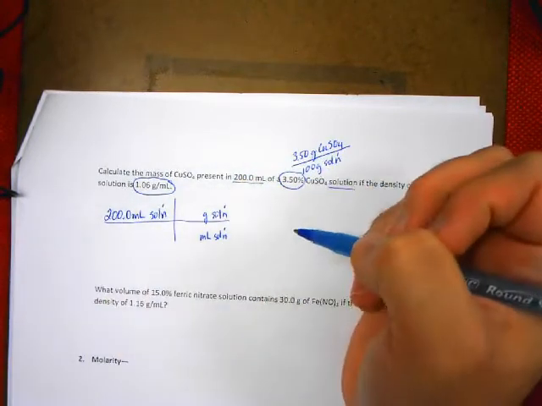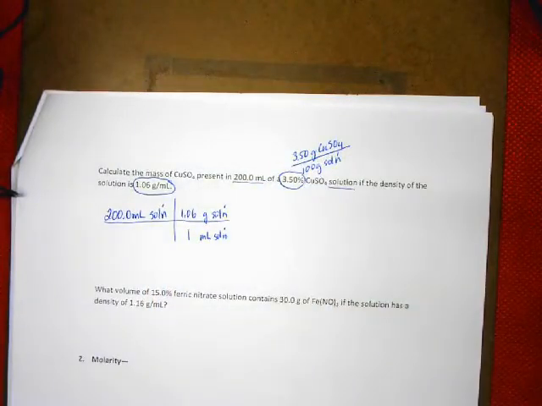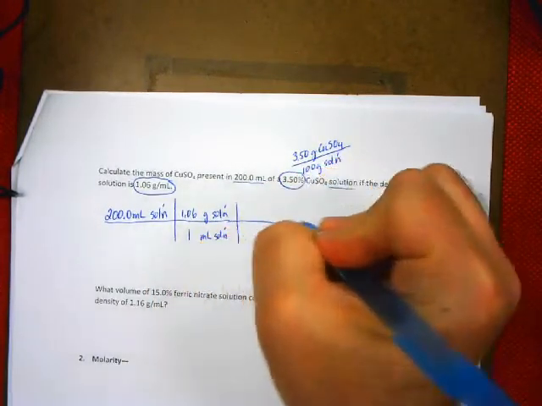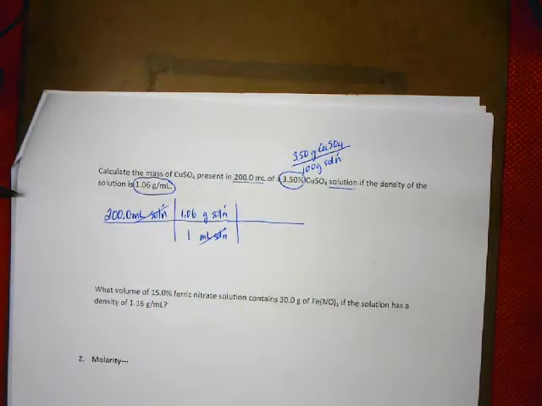Well, 1.06 grams per milliliter, that's 1 milliliter. So there's our first conversion. And our units of milliliters of solution cross out. We're left with grams of solution. But we want to calculate the mass of CuSO4, not solution. So we have to get rid of the grams of solution.